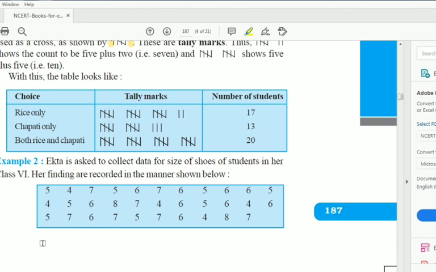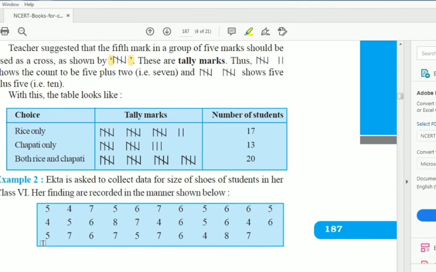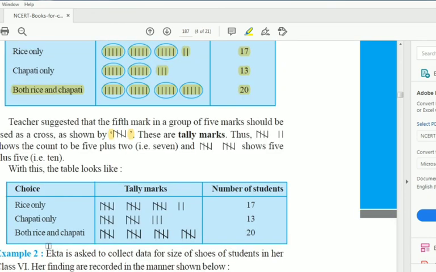Okay dear students, many examples are there, and some examples related to data handling we are going to solve, but in the next session. But before that, watch this session carefully, listen carefully, and try to understand how we have to put the tally marks. We have to put 4 vertical lines, and the fifth one is a slanting line, which will be the set of 5. Because of the set of 5, it will be easy to count the total number of the given information.